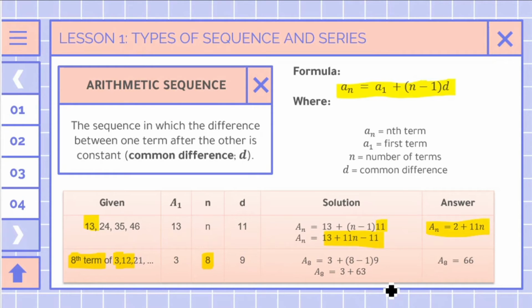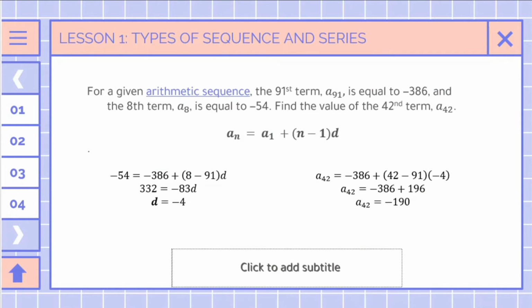We'll have a sub 8 is equal to 3 plus 8 minus 1 times 9. Then simplify: a sub 8 is equal to 3 plus 63. Then we'll have a final answer of a sub 8 is equal to 66. So the eighth term of this sequence is 66.